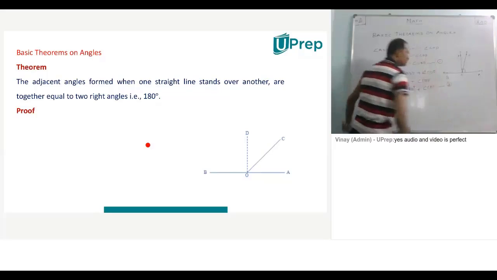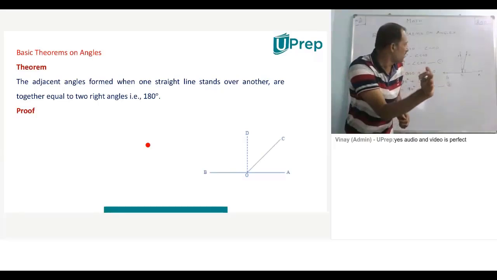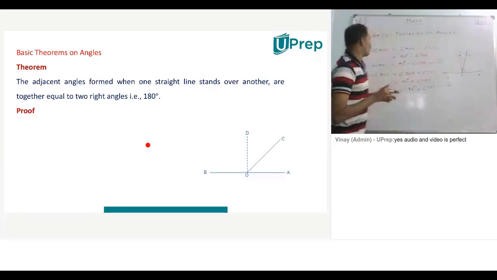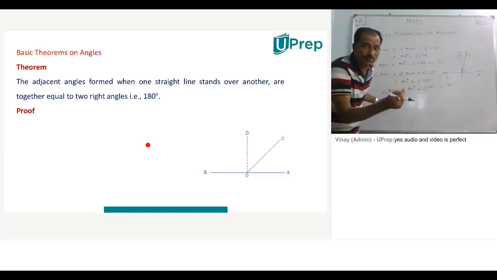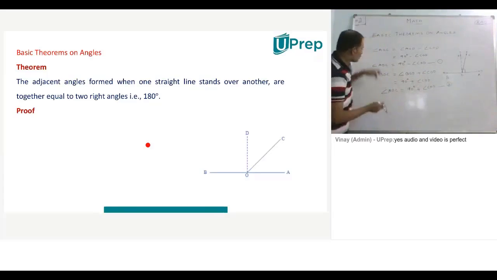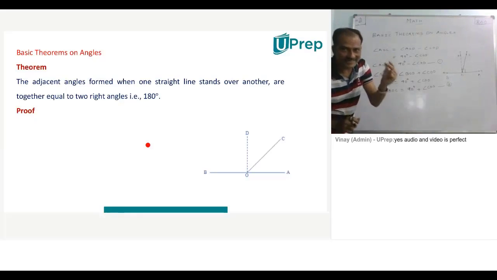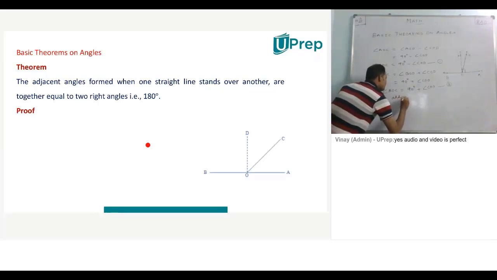I'll mark it as equation 2. Now what we have to prove? Angle AOC plus angle BOC is equal to 180. Here I have angle AOC, here I am having angle BOC. In LHS, what is it? Angle AOC plus angle BOC. What operation do we have to do so that we will get angle AOC plus angle BOC from these two equations? Sir, addition. That's absolutely good. Now, adding the equations 1 and 2.